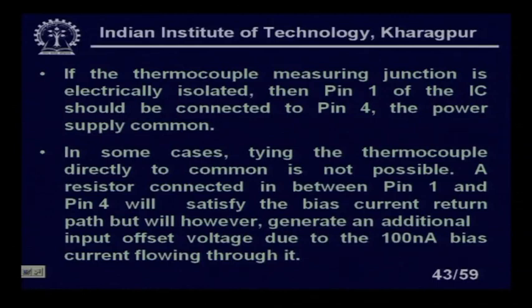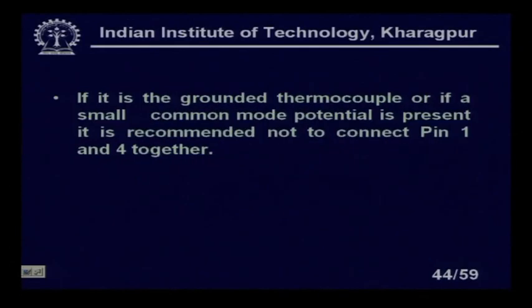In some cases, tying the thermocouple directly to the common is not possible. A resistor is connected between pin 4 and pin 1. We will satisfy that bias current return path, but will however generate an additional input offset voltage due to the 100 nanoampere bias current flowing through it. If it is a grounded thermocouple, or if a small common mode potential is present, it is recommended not to connect pin 1 and pin 4 together.